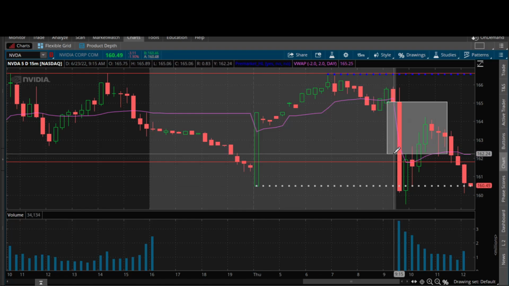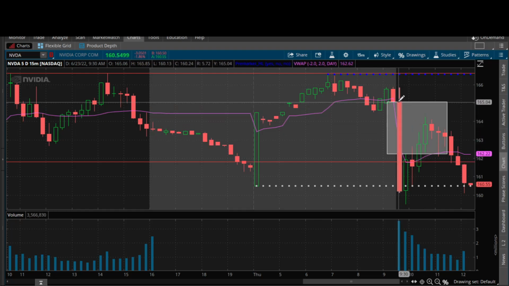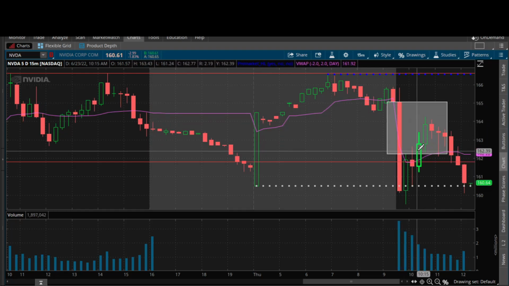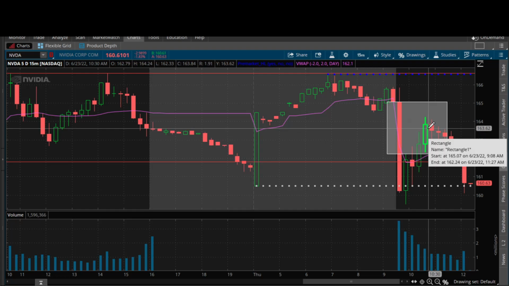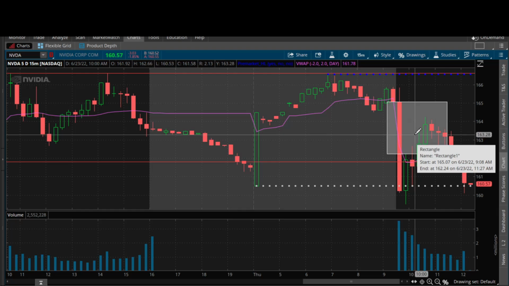So price purges that sell side. It starts to curl back up into our imbalance. See that imbalance right there? Price curls back up into that fair value gap, aka our imbalance. This is when I became interested. Now, for me personally, I didn't just start buying puts as soon as it goes up into that imbalance.